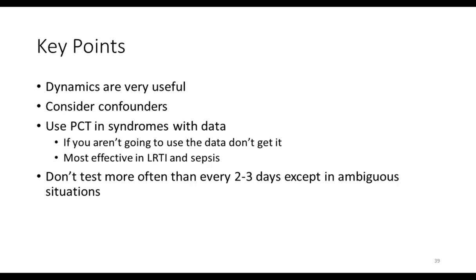So, key points. The dynamics are very important and very useful. You want to keep in mind the confounders when interpreting. You want to use them in syndromes where they have data, lower respiratory tract infection and sepsis. Don't use them where they don't have data. Don't use them if you're not going to use it, right? Why get a lab you're going to ignore? Don't bother getting it if you're not going to do anything with it. And this is what I always tell my residents: if the test will not change your treatment today, why are we doing it?